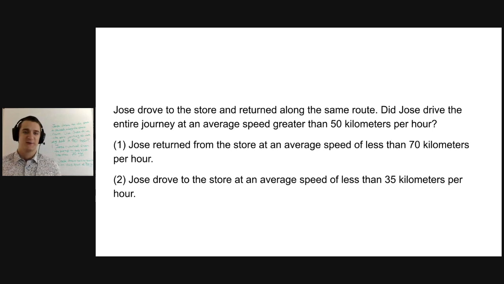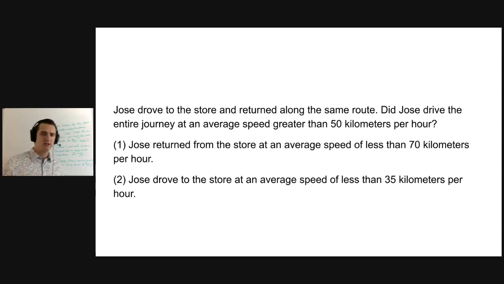Awesome. Hopefully you've had a second to work through this one. The question says, Jose drove to the store and returned along the same route. Did Jose drive the entire journey at an average speed greater than 50 kilometers per hour? Then I've got statement 1, Jose returned from the store at an average speed less than 70 kilometers per hour. And statement 2, Jose drove to the store at an average speed of less than 35 kilometers per hour.